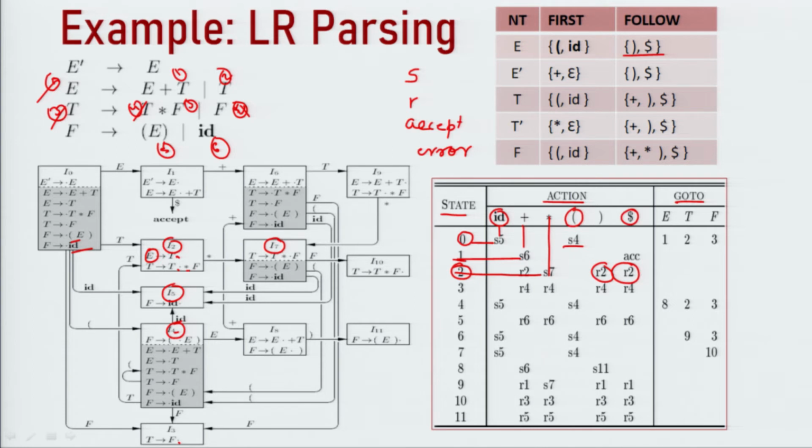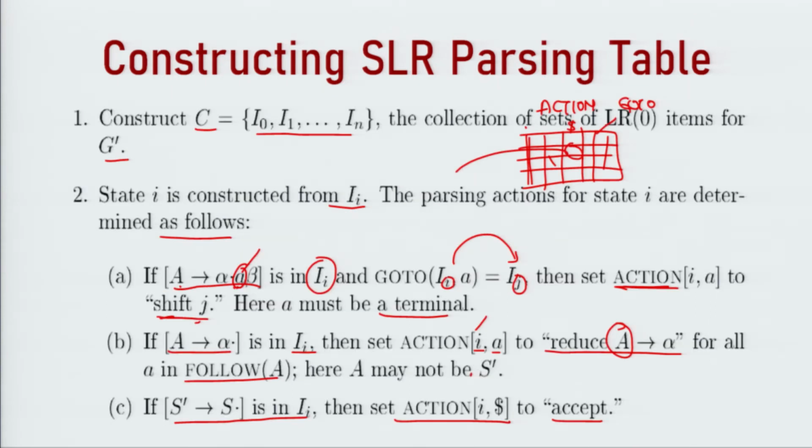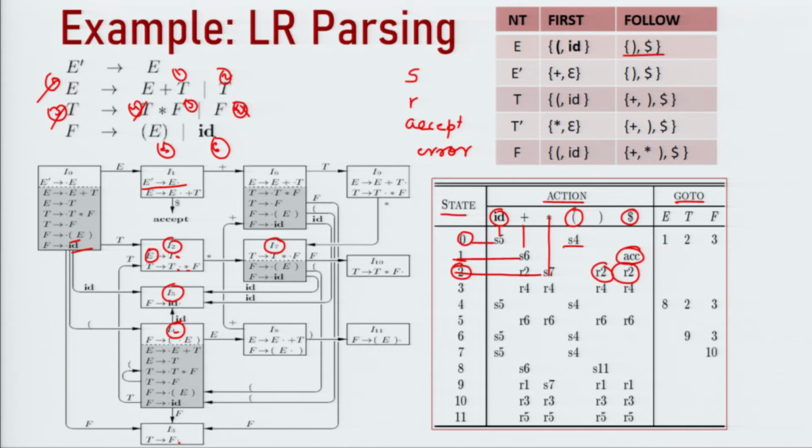Now see the set that has the production E prime to E dot. Here this is I1. So, with respect to I1 and dollar we will write accept. This is with respect to this rule: when we have this item, then action I comma dollar we will set to accept. So, here we will write accept.